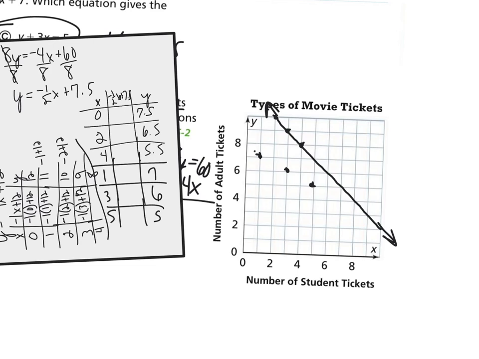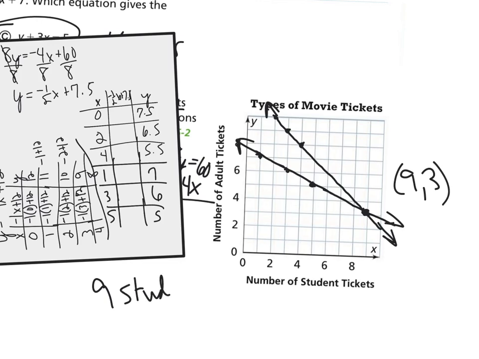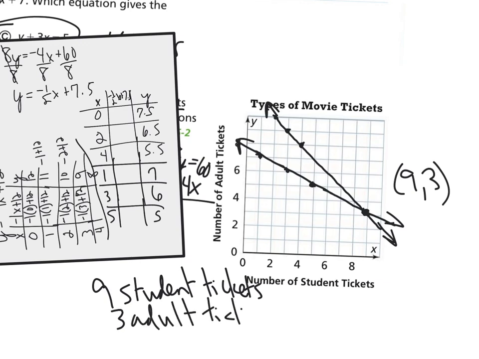And if you graph these and try to get a straight line as much as possible, the intersection here would be at (9, 3), which means 9 student tickets and 3 adult tickets. And you can check that. That does add up to 12 tickets, and then if you work it out, that should be a total of $60.